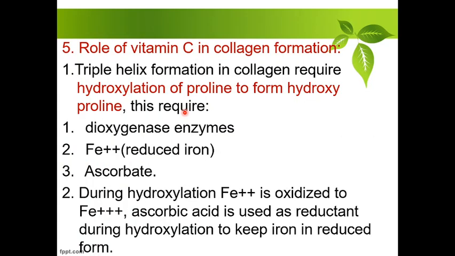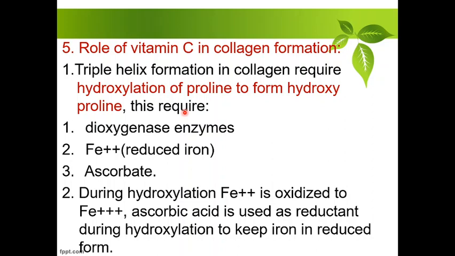Role of vitamin C in collagen formation. Collagen. Remember, it is a triple helical structure and it requires the hydroxylation of proline. Proline is converted into hydroxyproline, and this conversion requires dioxygenase enzyme, reduced iron, ascorbate.